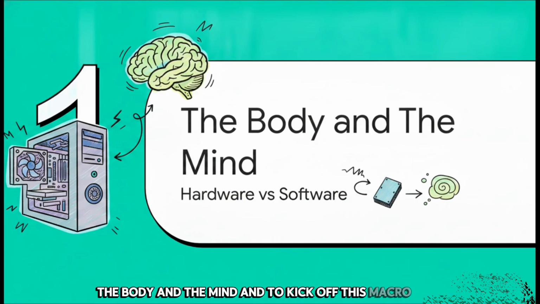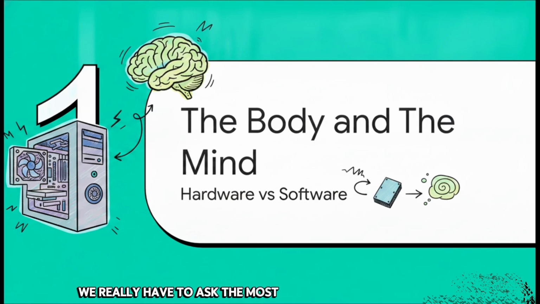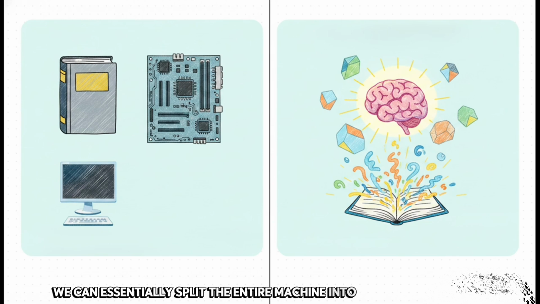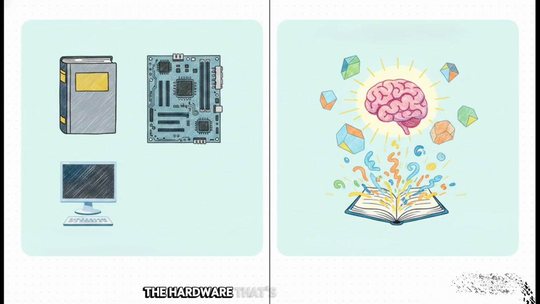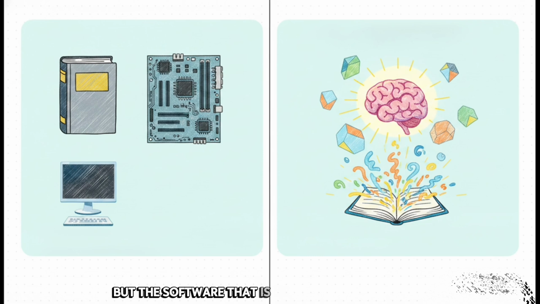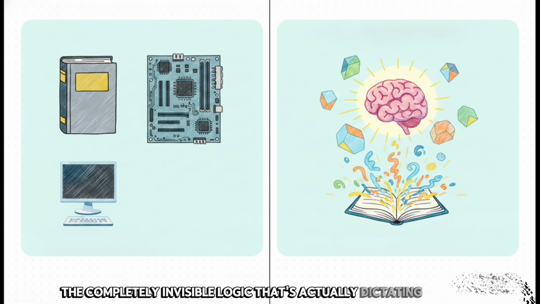And to kick off this macro view, we really have to ask the most fundamental question, right? What actually is the real difference between hardware and software? Well, think of it kind of like a giant book. We can essentially split the entire machine into two distinct halves. The hardware, that's the physical book. It's the tangible paper, the heavy, hardbound cover, the motherboard, all that circuitry you can physically touch. But the software, that is the story written inside. It's the untouchable code, the apps, the completely invisible logic that's actually dictating the plot.